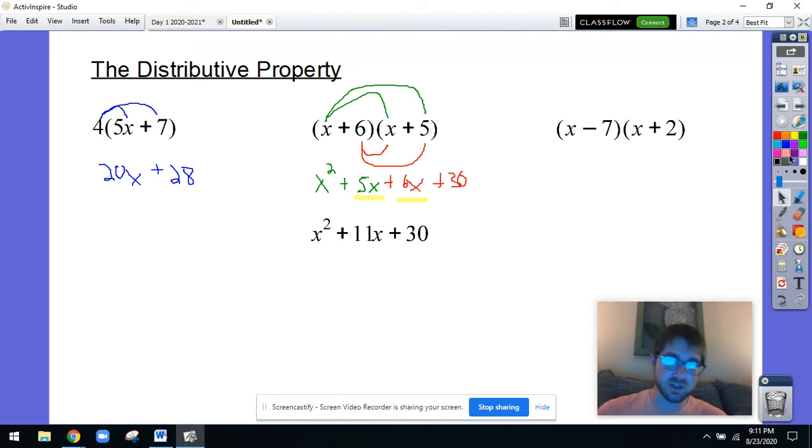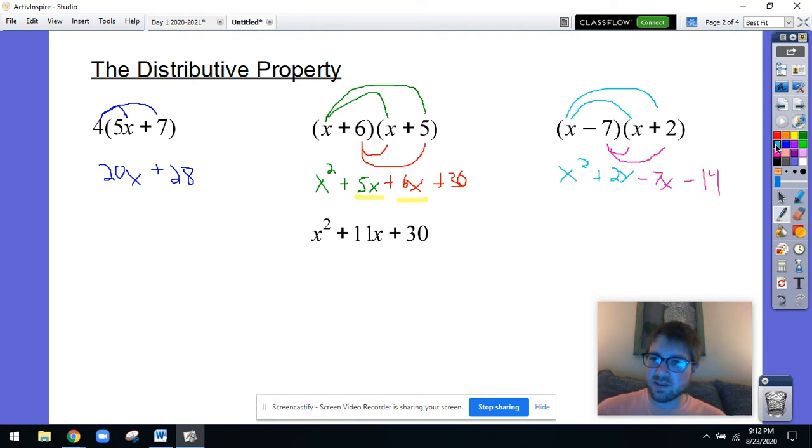Or expanded version might be a more accurate way to put it. Let's try that one more time. X minus 7 times x plus 2. I take x times x, that's x squared. Then I take x times 2, that's 2x. Then I do negative 7 times x, that's negative 7x. And lastly, I take negative 7 times 2, and that's negative 14.